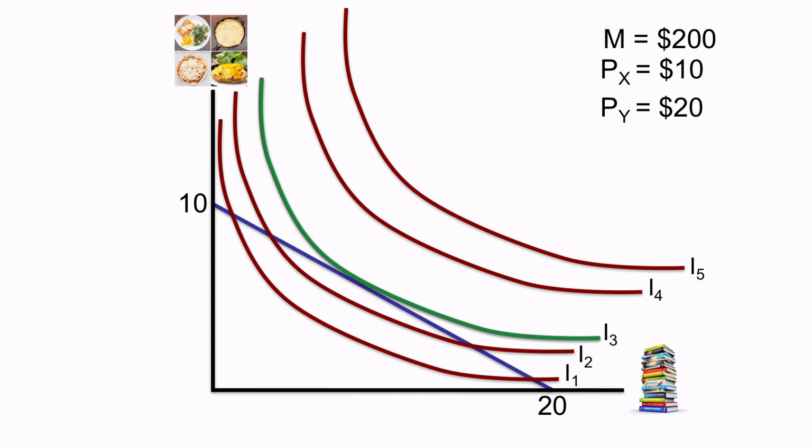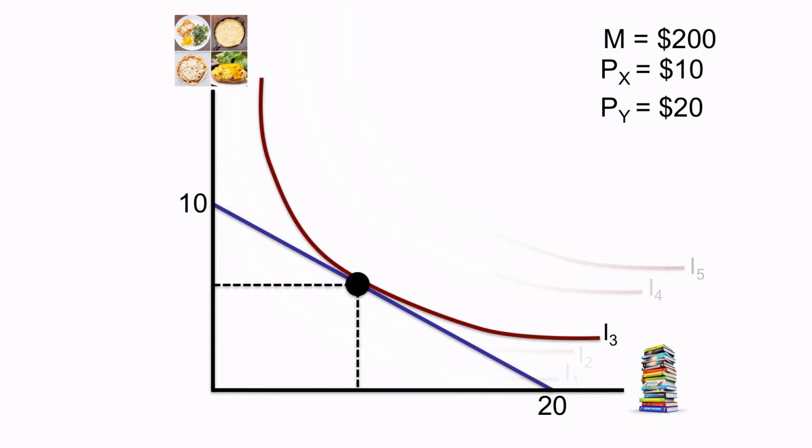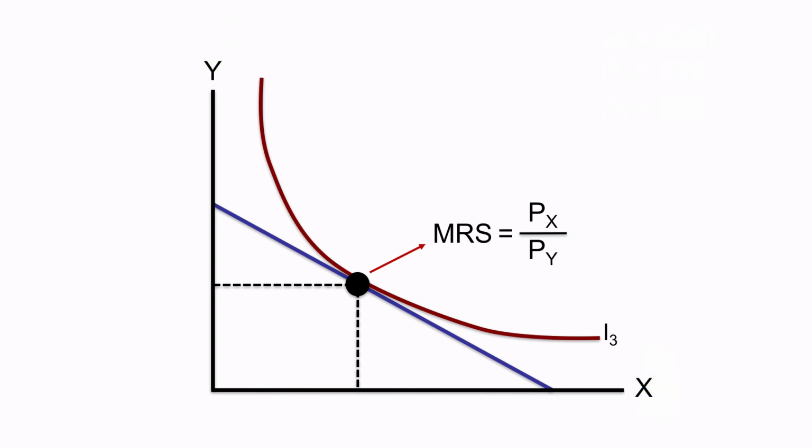This is a consumer equilibrium situation for Tom, the point at which his budget line is tangent to one of his indifference curves. Notice that at this tangency point, the slopes of both curves are equal to each other. And since the slope of the indifference curve is the marginal rate of substitution, and the slope of the budget line is the ratio of the prices, we can write the consumer equilibrium condition for Tom as the following. In general, we can write the consumer equilibrium condition for any two goods X and Y as the following.